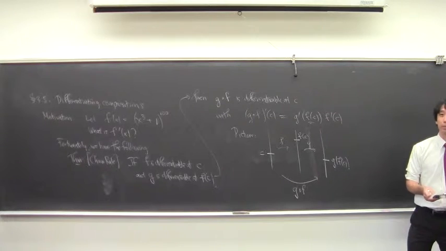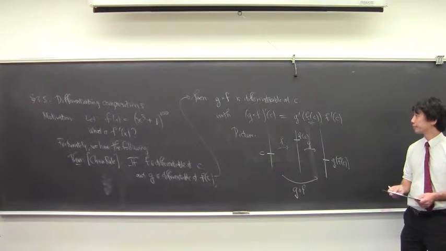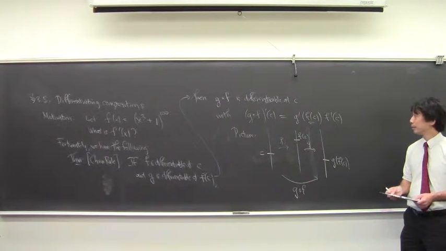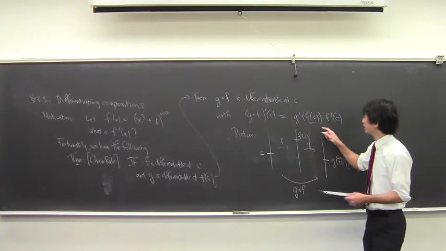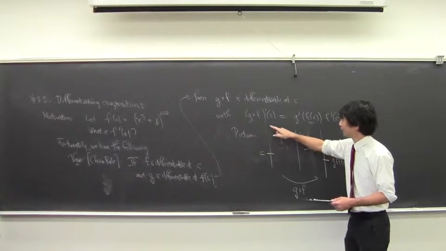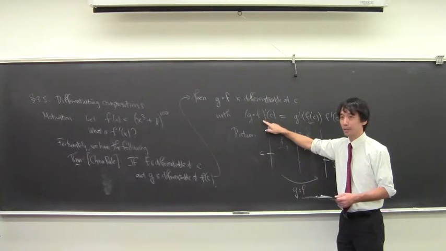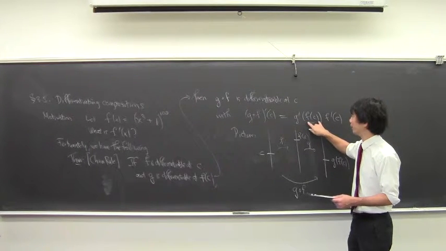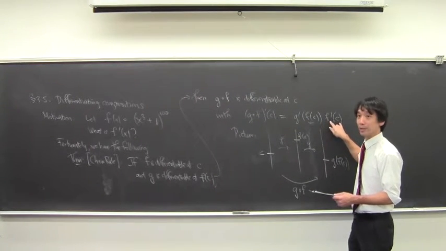Yeah, somebody. I'm sorry, so you're not plugging into G. No, you're plugging into F first, but you're not plugging it into the derivative of F, correct? So the derivative of the composition is going to be the product of these derivatives: G prime evaluated at f of c, times f prime evaluated at c.